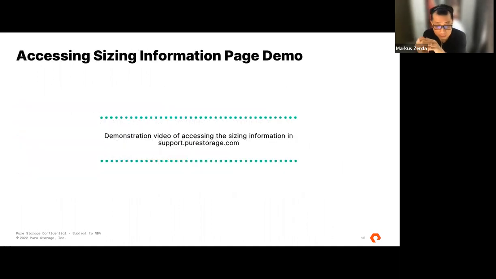So, accessing the sizing information that we have for you. We only have one KB. If you want a quick sizing for your customer, it will give you the raw capacity and the usable capacity depending on the data reduction. You can get this on our support website.